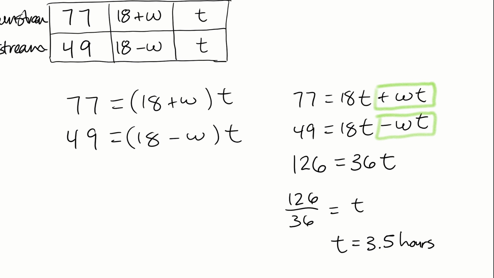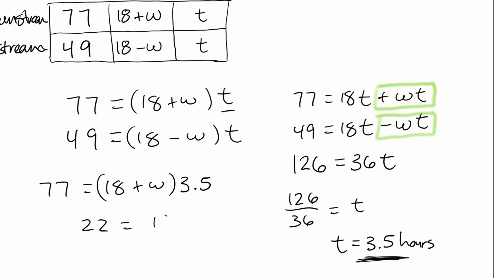Again, I could use either one of my equations here. I'll use the top one. I'll say that 77 equals 18 plus W times 3.5. I'm just plugging in the 3.5 that I found for T in the top equation. If I take 77 and divide by 3.5, it gives me 22. So 22 is equal to 18 plus W, and if I subtract 18, I get that W is 4. The current is 4.